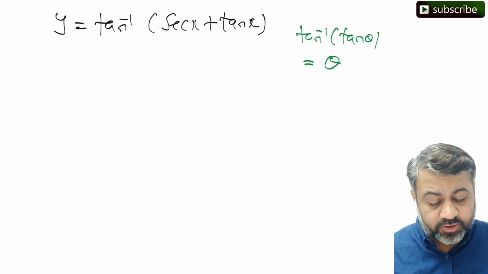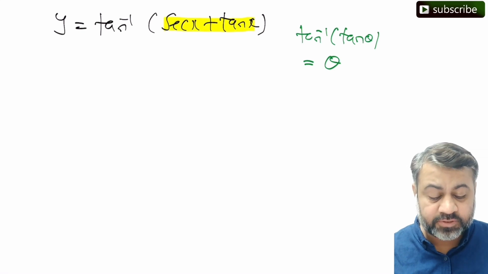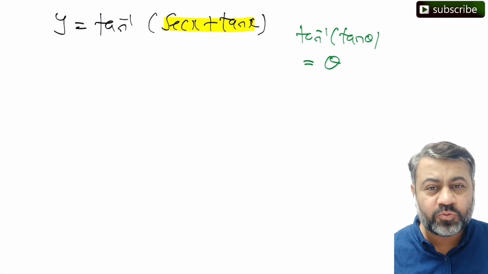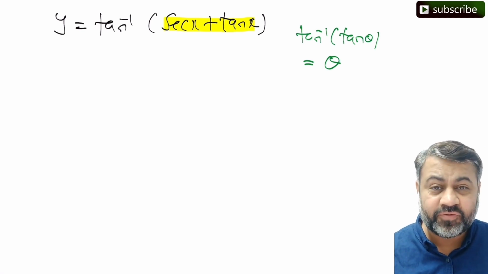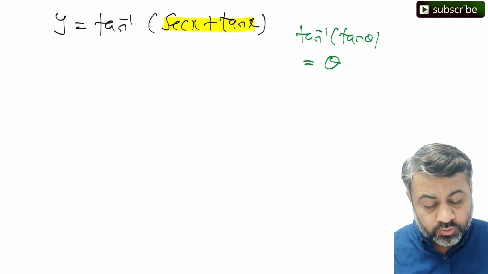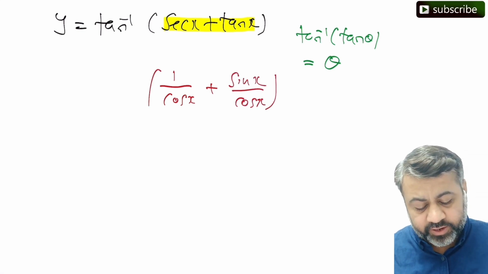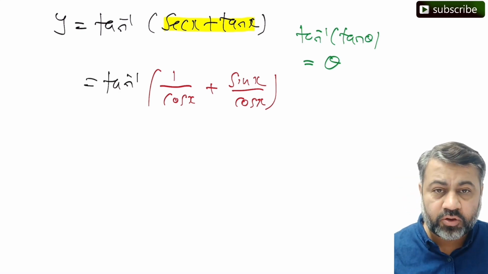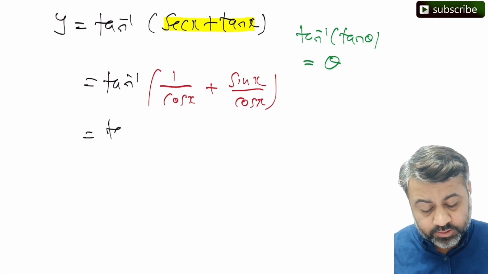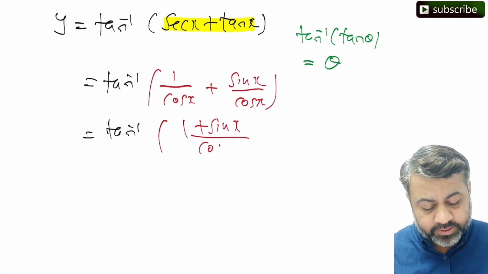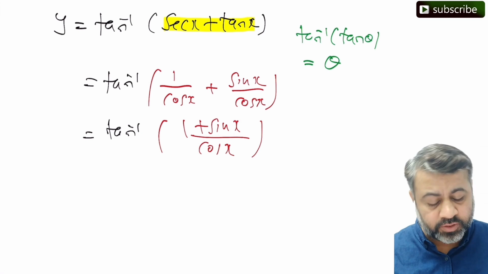The second thing is, when you observe this bracket inside, sec x plus tan x, you realize that you need to use trigonometry to simplify this and get it in the form of tan inverse of tan theta. So the first thing most of you will do is convert this into sine and cos, and that's the right way to begin. So we got tan inverse of 1 by cos x plus sin x by cos x. Next, I just write this as 1 plus sin x by cos x, as the denominator was the same.